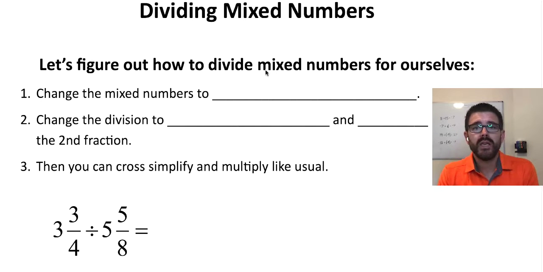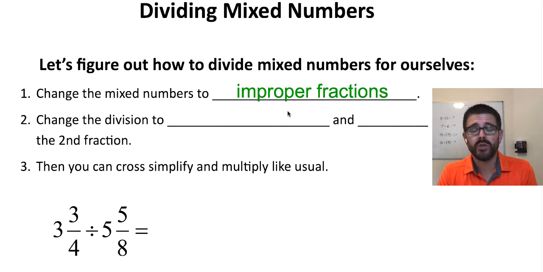So the key to dividing mixed numbers is we're going to kind of combine all the different skills we've been practicing throughout this whole fractions unit. So our first step every time we get to a mixed number division problem is just like multiplication. We're going to change those mixed numbers to improper fractions. So that's step number one. So I'm going to come down and do that here for my first example.